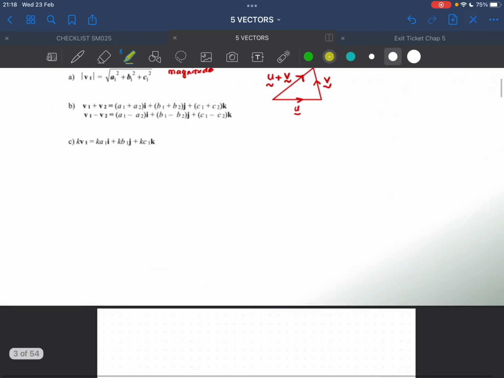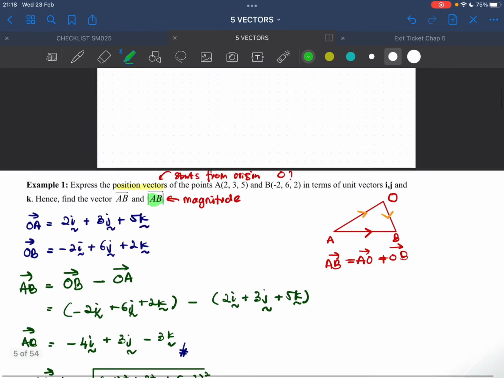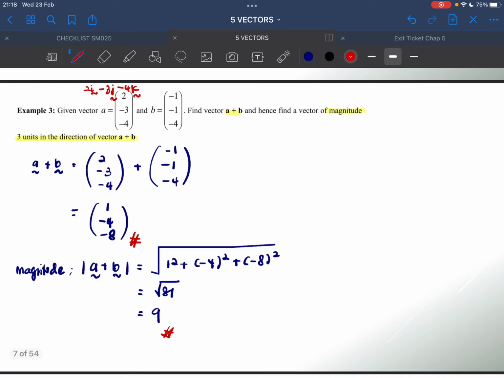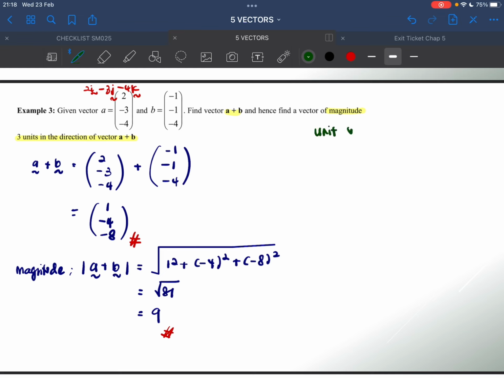Let's see one more time the types of vectors. We have a unit vector here. A unit vector of a vector A is a vector whose magnitude is 1 unit. So that is your unit vector. Something about the unit vector we have to find here. So let's find the unit vector first, the unit vector in the direction of A plus B.